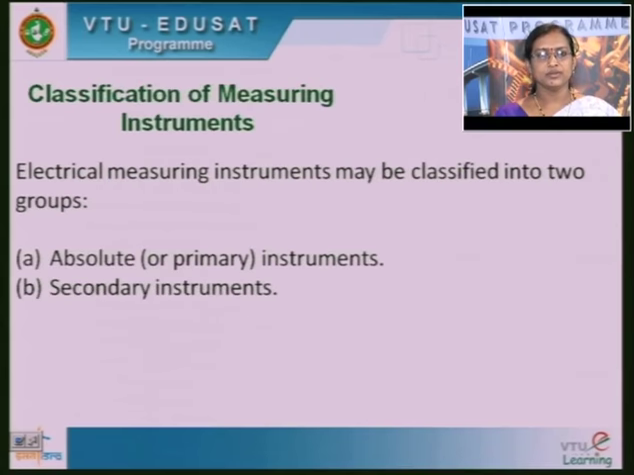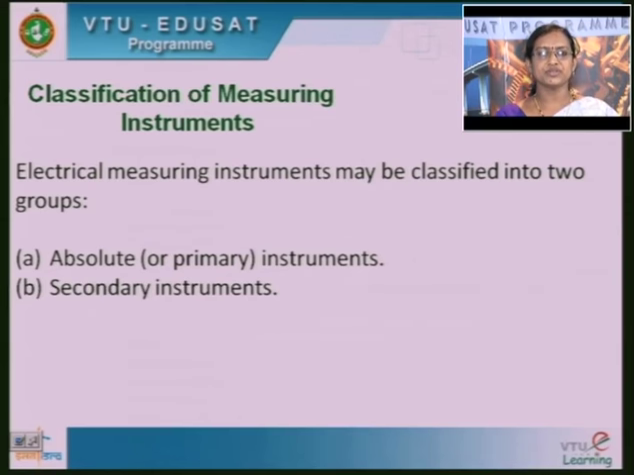Now you see the basic classification of these measuring instruments. The basic classification includes absolute instruments and secondary instruments. The absolute instruments are primary instruments. Suppose when you measure something by using these primary instruments, it is not necessary to calibrate, meaning it is not necessary to compare that with some standard measuring value.